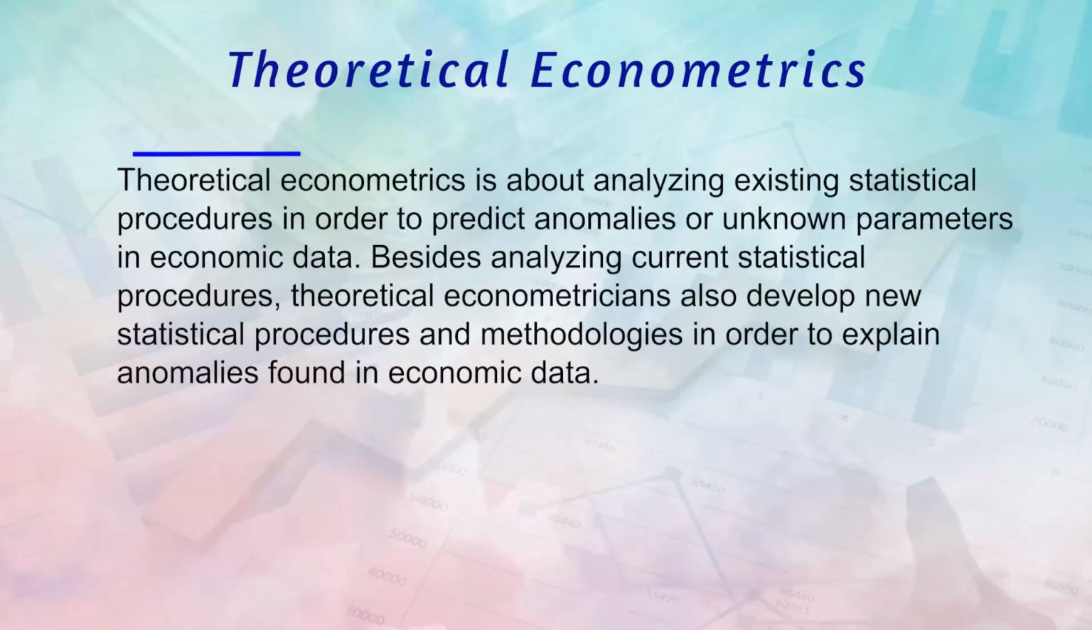On the basis of this, we can define the concepts one by one. First of all, theoretical econometrics is about analyzing the existing statistical procedures. Whatever statistical procedures we have, we want to analyze them, and we have to predict some unknown parameters in the economic data. That is how econometrics comes up. Besides analyzing the current statistical procedures, theoretical econometricians also devise some new statistical procedures.